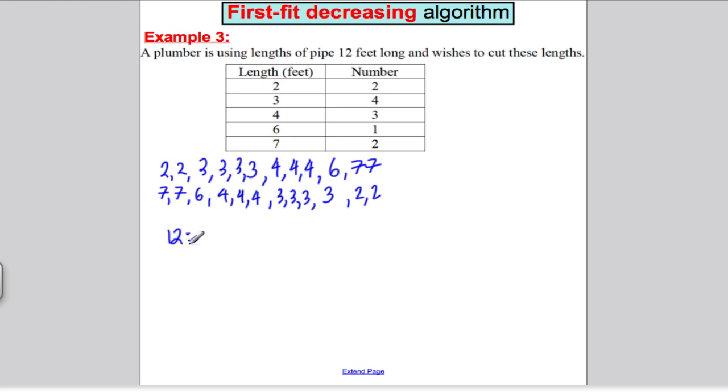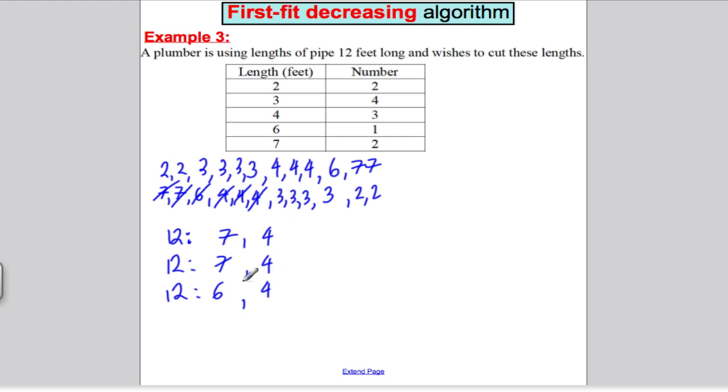So with the first 12, we would put in a 7, okay, and we've done that. With the next one, we would put in a 7 because it wouldn't fit in the first. The next one we'd put a 6 because it wouldn't fit in the other two. But then this 4, well, where could this 4 go? This 4 would go in the first available. This 4 would go in the first available. This 4 would go in the first available.